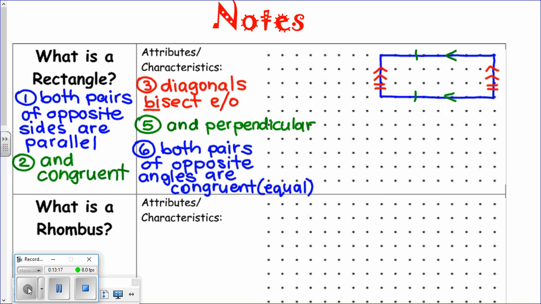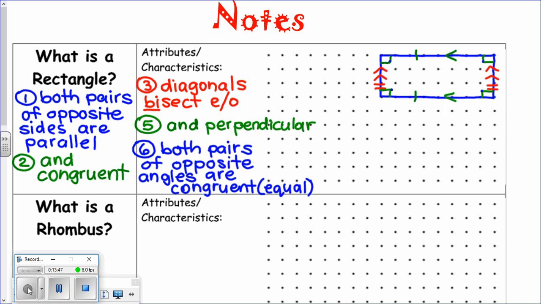Let's go ahead and talk about the angles. I can tell by looking at my rectangle that all of these angles are actually 90 degrees. And so I know that my opposite angles are congruent because they have the same measure. The angles across from each other, this angle and this angle, are both 90 degrees. This angle and this angle are both 90 degrees. So they are all congruent to each other.